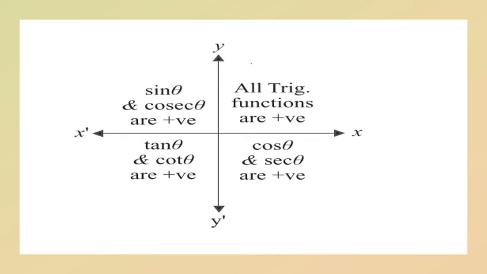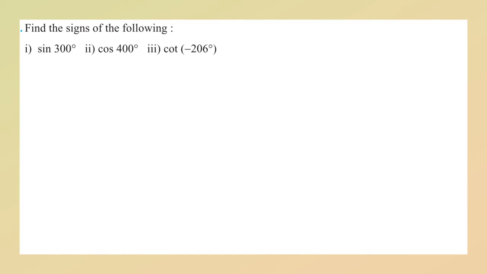So how do we remember this? We remember it as "All Silver Teacups." Silver means sine and cosec. T means tan and cot, and teacups means cos and sec. So this is the trick that makes you remember in which quadrant which trigonometric functions are positive. By keeping this in our hand, we'll try to answer this question.